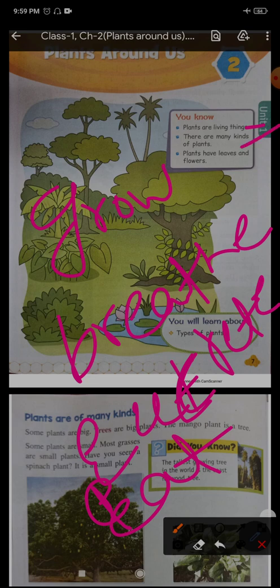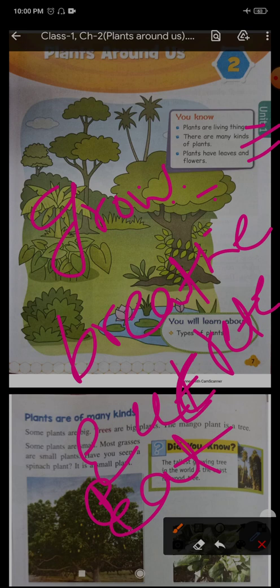Now there are many kinds of plants that I will discuss in this chapter. The big plant is called a tree. The small plants are categorized into shrubs, herbs, climbers, creepers. I will explain all these things, don't worry. Now, plants have leaves and flowers. Here you can see in the picture these green leaves. Due to the green-colored chlorophyll present in these leaves, in the presence of sunlight, these plants are able to make their own food.